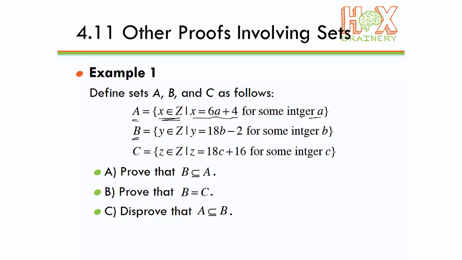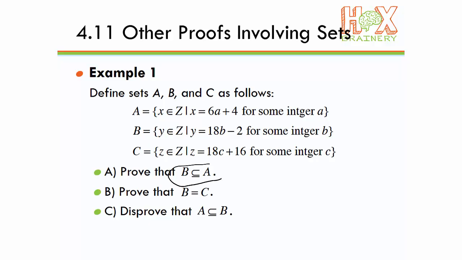Set B is the set of all elements y, which are in the set of integers, so y is an integer, such that y is equal to 18b minus 2 for some integer b. And set C is equal to the set of all elements z in the set of integers, such that z is equal to 18c plus 16 for some integer c. So for part a, we're going to prove that B is a subset of A.